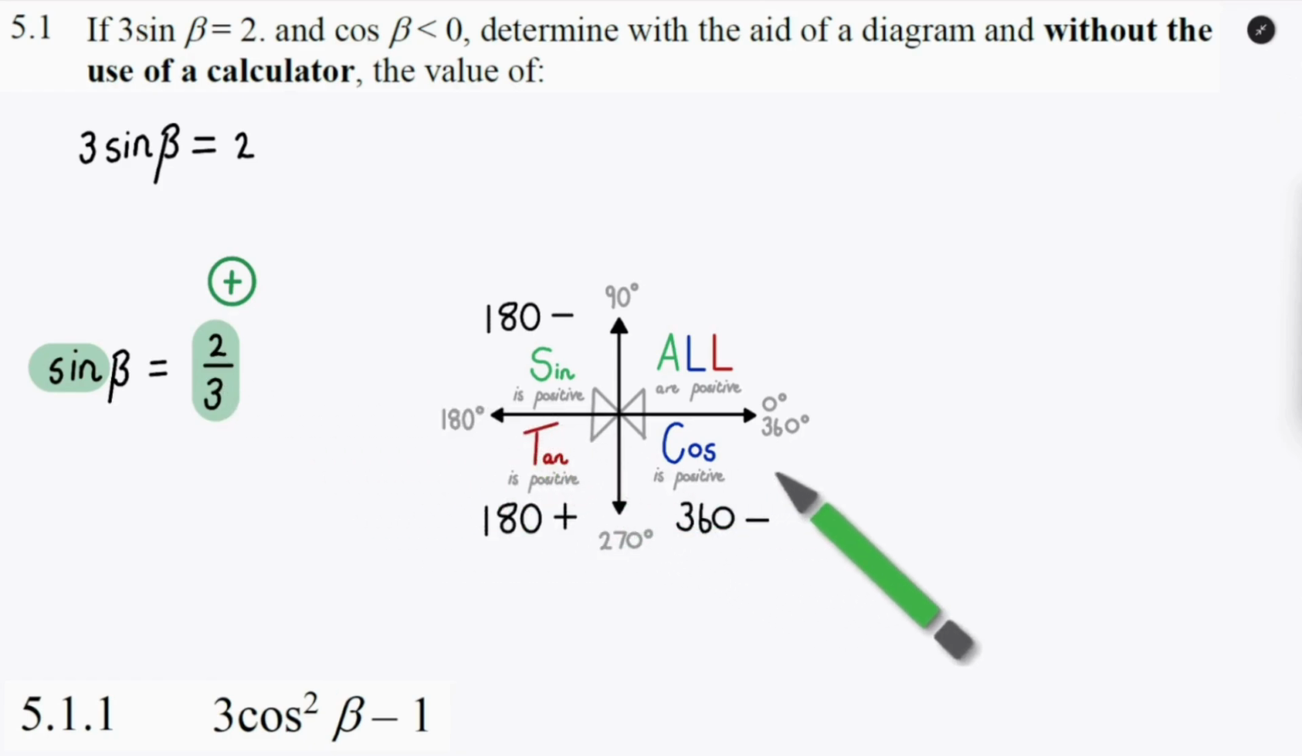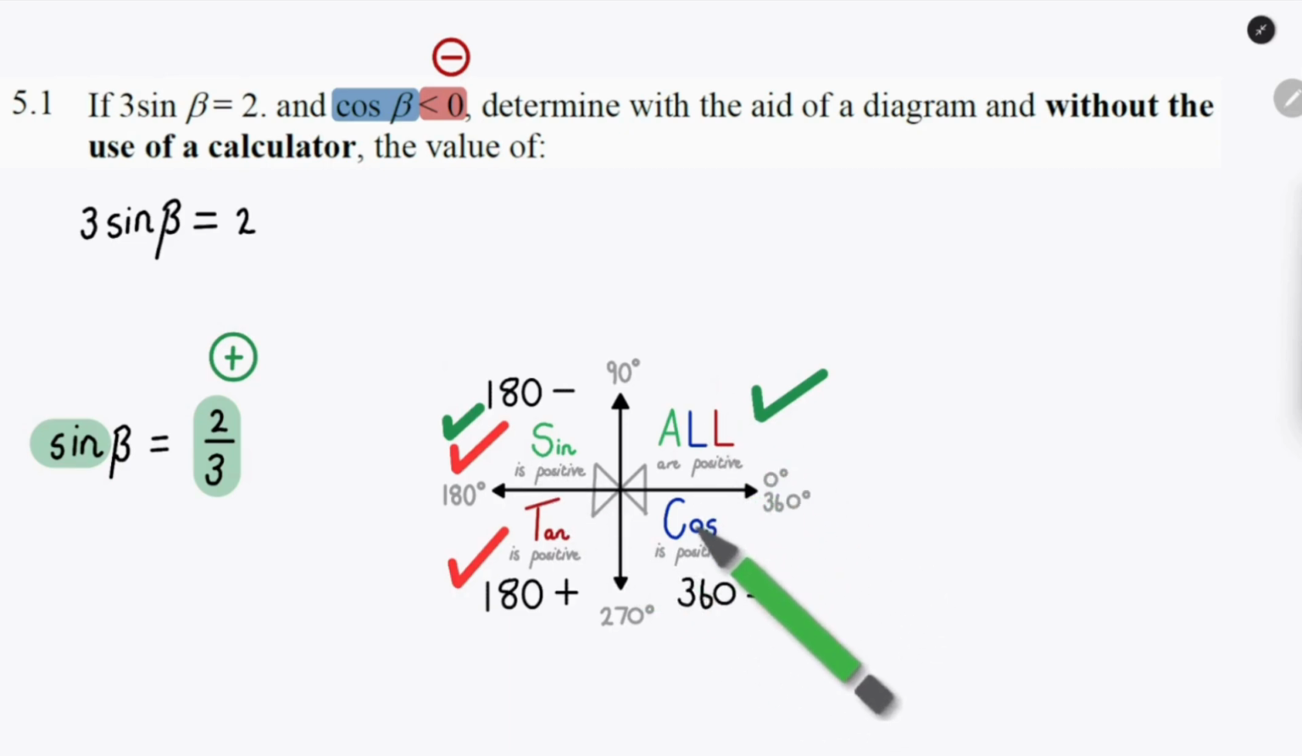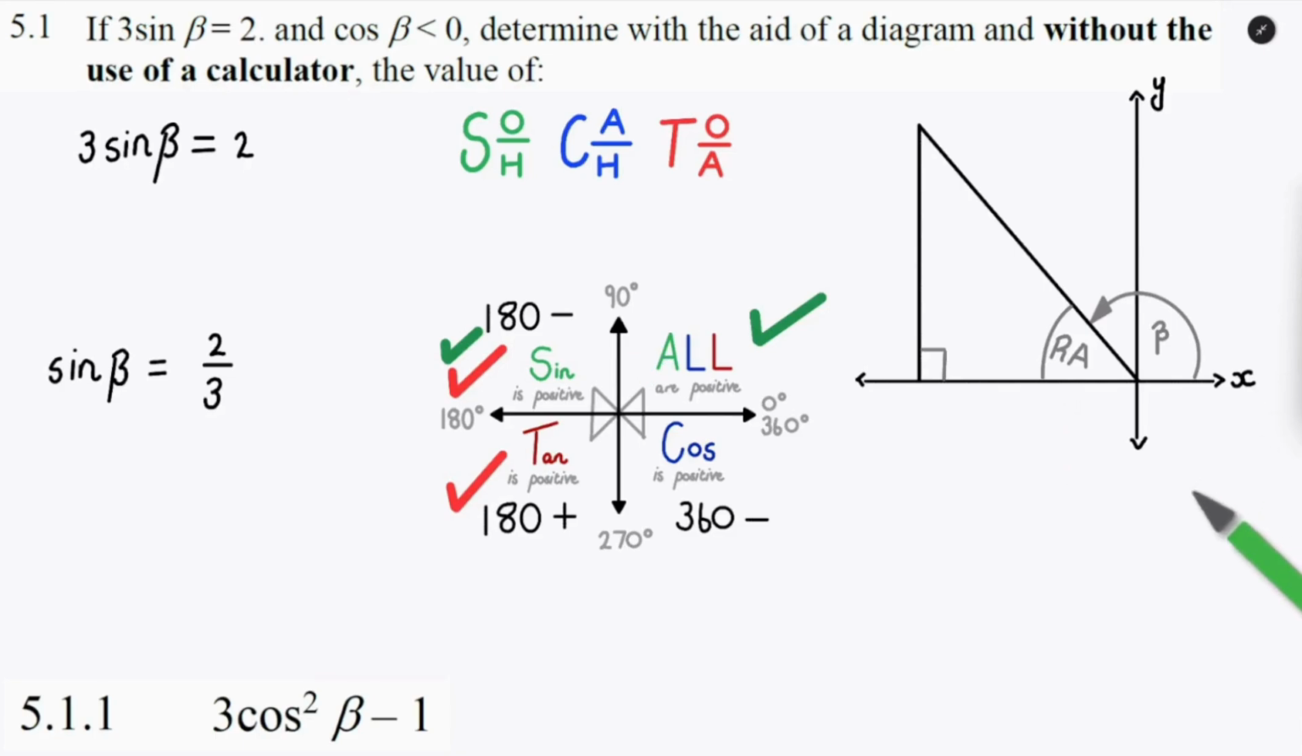And then we're going to draw a little CAST diagram, and sine is positive in the first and second quadrant according to your CAST diagram. Then we come and have a look over here. Now this is very sneakily telling you that cos is negative, and cos is negative in quadrant 2 and quadrant 3 because it's positive here, so it has to be negative in those two. Now we set up a sketch in the second quadrant where this obtuse angle over here is our angle beta, and then this will adopt the place of our reference angle.